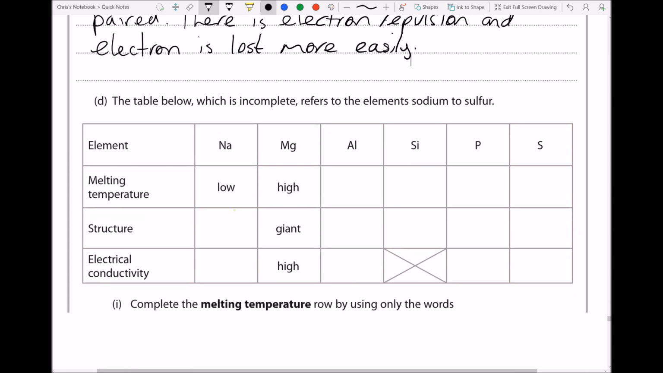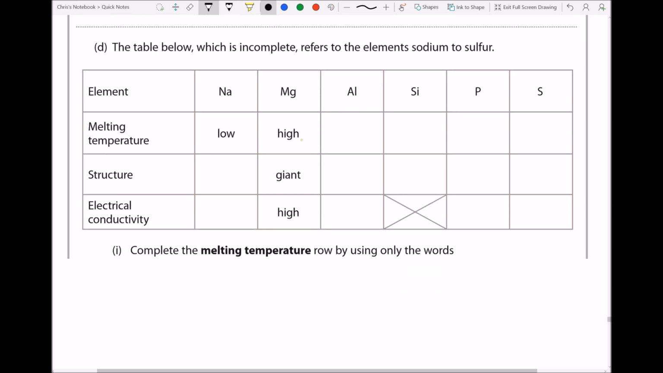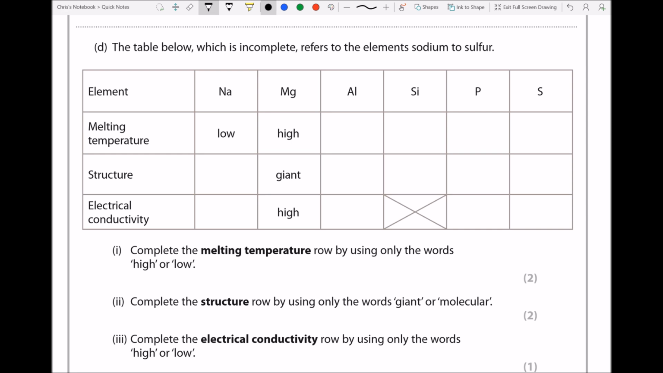Okay, right, on to part D. The table below, which is incomplete, refers to the elements sodium to sulfur. Obviously we've got all these elements here: sodium, magnesium, aluminium, silicon, phosphorus, and sulfur. What we need to do is complete the melting temperature row by using only the words high or low.